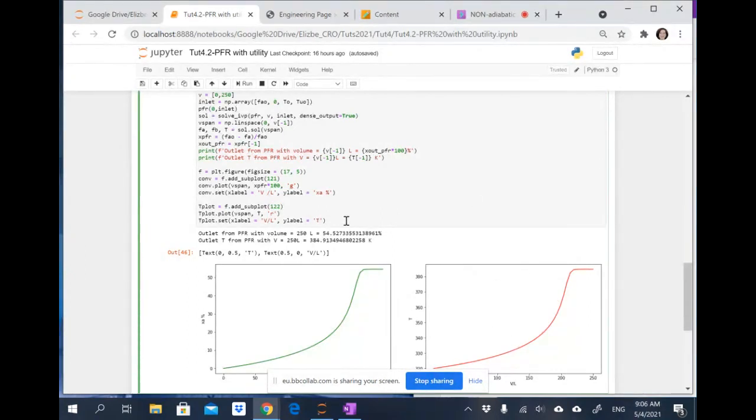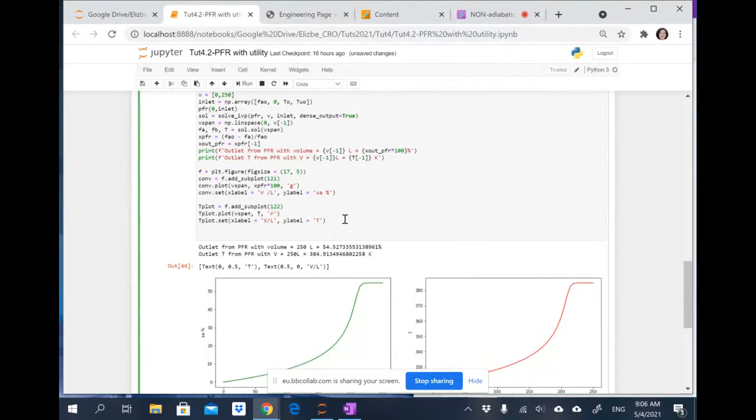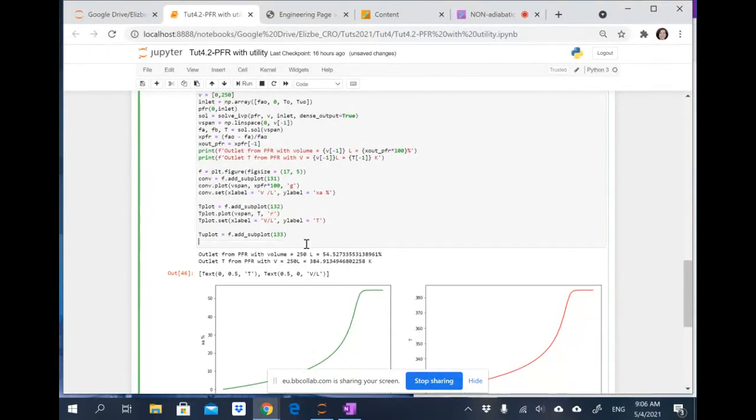So I can now add a plot for my utility, the TU plot, and I am going to add a subplot. Now I'm going to have to change stuff because I suddenly have 3 plots. So this is 3-1, 3-1, and this is going to be 3-2. See? 3-2, and there we go. Have I done it correctly? F.add subplot, and I can plot stuff there.